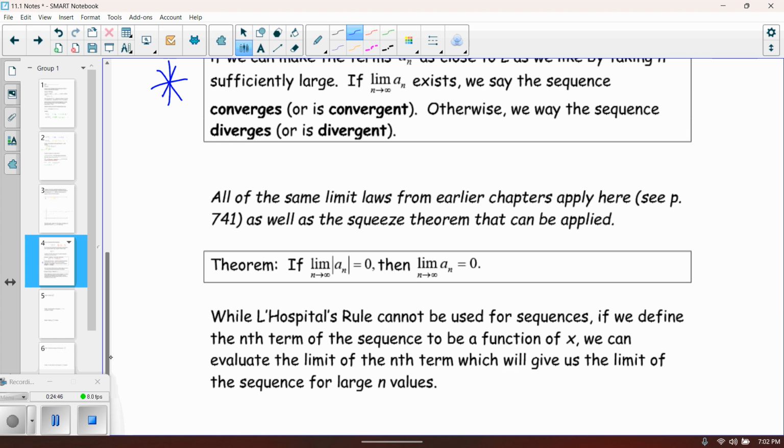And then the last thing is, while L'Hopital's rule cannot be used for sequences, we can still kind of get away with using L'Hopital's rule, because what we can do is define the nth term of the sequence as a function of x, and then apply L'Hopital's rule here to help us figure out the actual limit if necessary. All right, that is going to be all we're going to do for this particular video. We will come back with another video and start our examples.